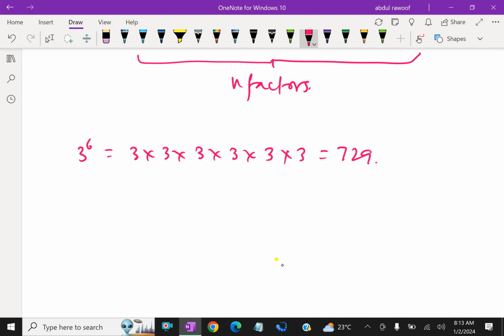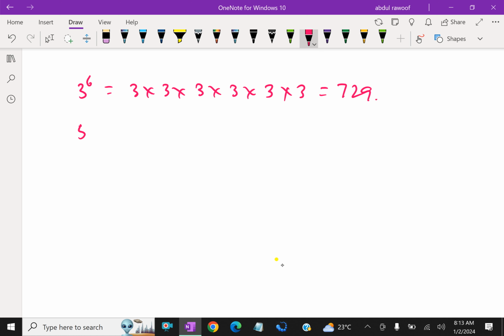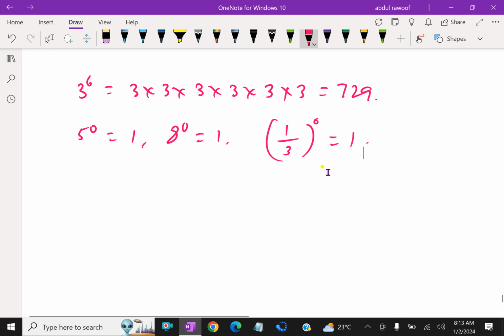Here, 5 power 0 is 1, sorry. Anything power 0 equals 1. That is, 5 power 0 equals 1, 8 power 0 equals 1, 1 over 3 power 0 equals 1. That means any base power 0 is always 1.